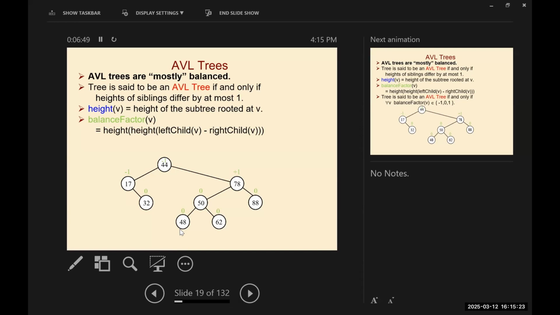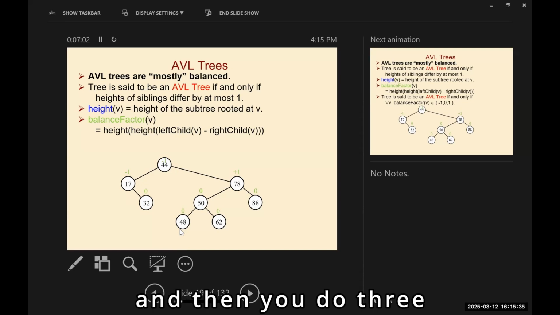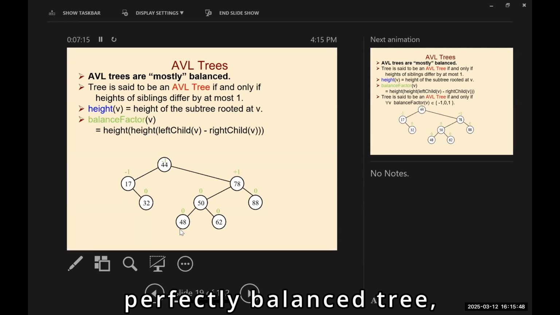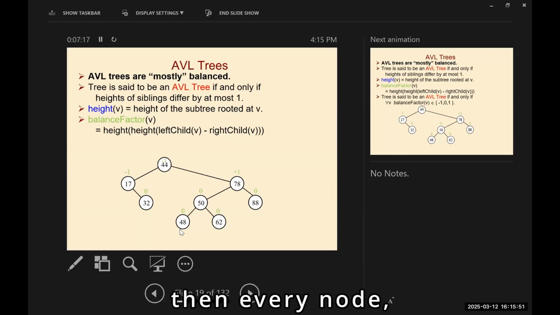Yeah, right? So if you started with the empty tree and you just kept inserting things, for example, suppose you sort things in order. You put 1, and then you do 2, and then you do 3, and then you do 4. It's going to be a path. And so what you want to be able to do is take this path and rotate it into a balanced tree. And if it was a perfectly balanced tree, then every node, the height of the left and the right would be equal, right? Then the difference would be 0.